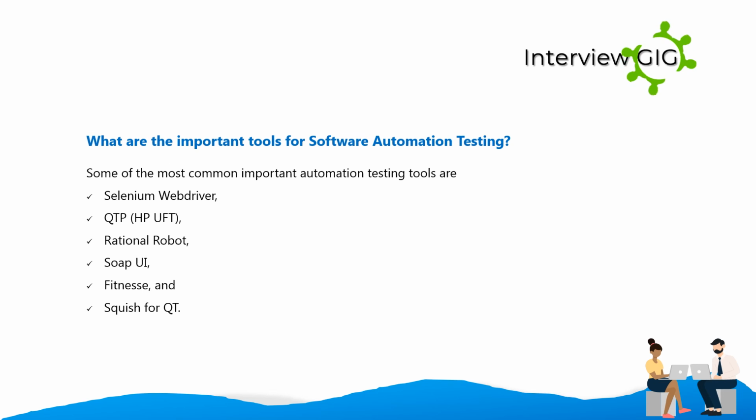What are the important tools for software automation testing? Some of the most important common automation testing tools are Selenium WebDriver, QTP, HP UFT, Rational Robot, SoapUI, FitNesse, and Squish for Qt.